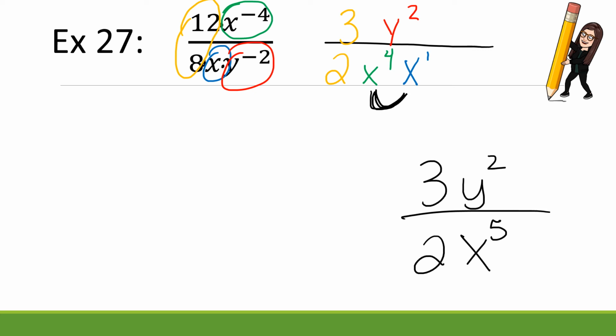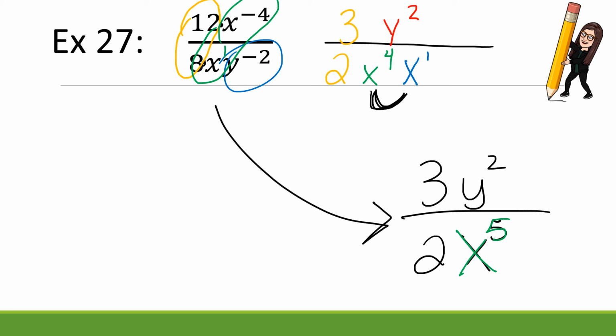Now, some of you might have thought of these x's differently. Maybe you kept the x and the y the way it is, but you said, wait a minute, the x is bigger on the bottom, so it stays on the bottom. 1 subtract a -4 is a 5. So some of you might jump straight from here to here, and that's okay.